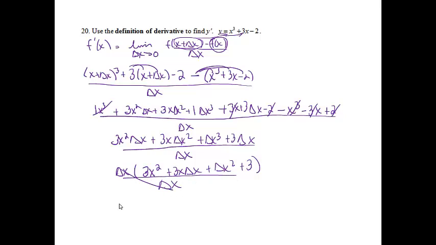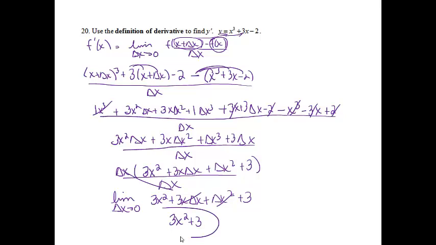So those are gone. Now my whole purpose in doing that was so that I can let the limit as delta x approach 0. So if I do that, 3x squared plus 3x delta x plus delta x squared plus 3, anything that has a delta x in it will drop out because it will become 0, and I will be left with 3x squared plus 3, which will be my derivative. And if you look up at the top, if you did that the short way, you would get the same thing.